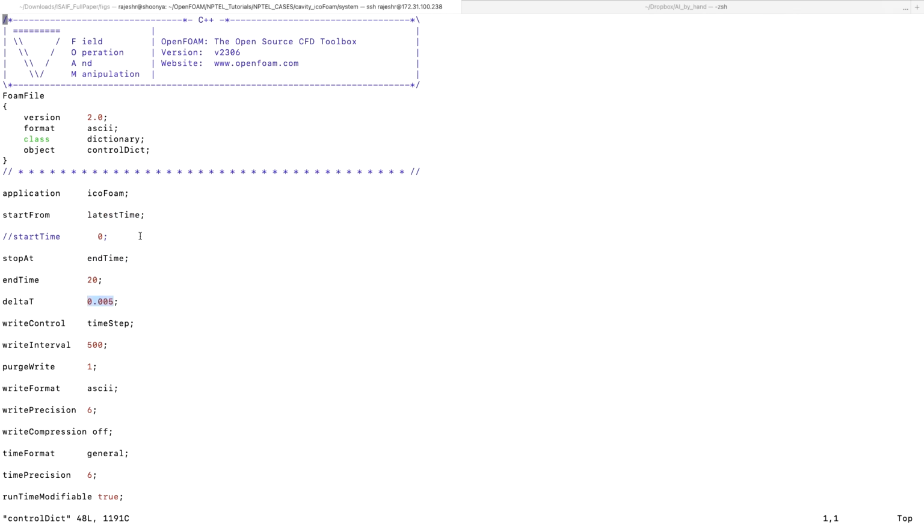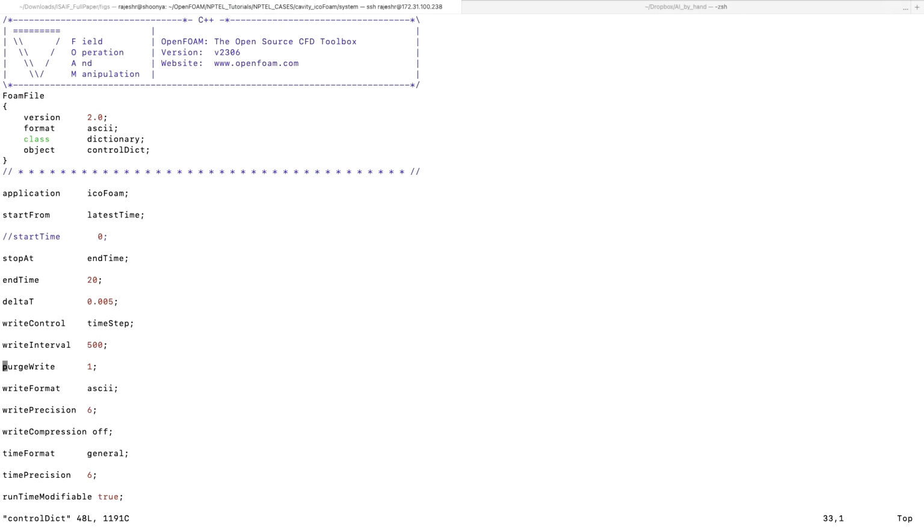So, as we run this simulation, we will see that it creates different folders, and we are saving the solution at different time steps. For example, write interval 500, so every 500 steps it will save. Purge write is 1 or 0, which means you want to overwrite the folder or create separate folders. If you make it 0, it will keep on creating those folders.